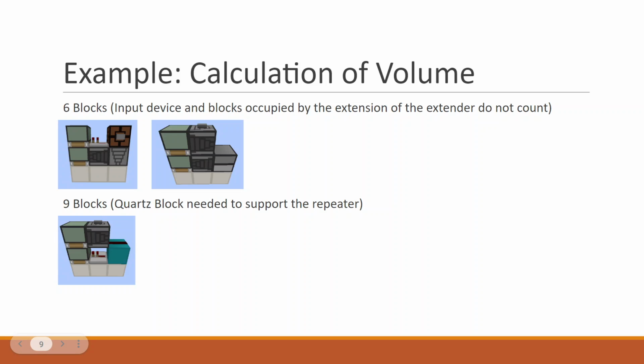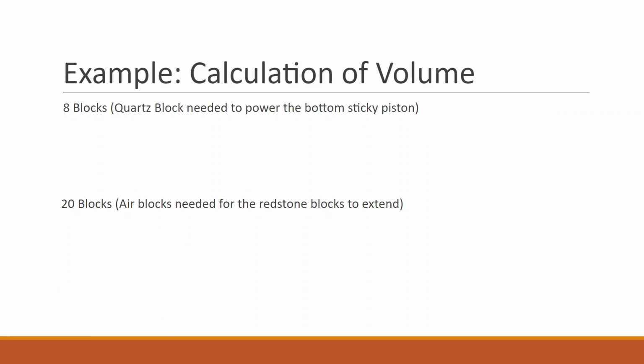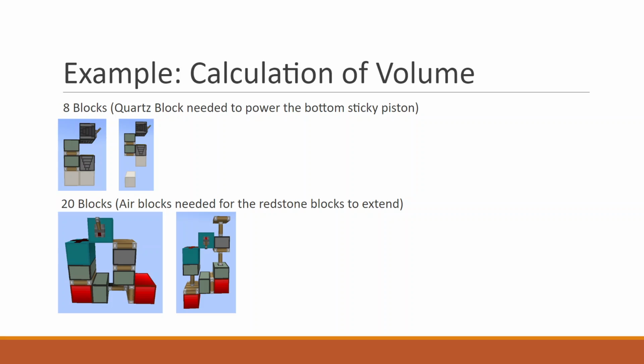And then we also have this case. This case is 9 blocks, because the quartz block is needed to support the repeater here. So this quartz block would count towards the volume. So this would be 3 by 3, which would be 9 blocks. Now, you might think, well, if we have this quartz block here, wouldn't this quartz block also count? In the next example, it will be quite apparent.